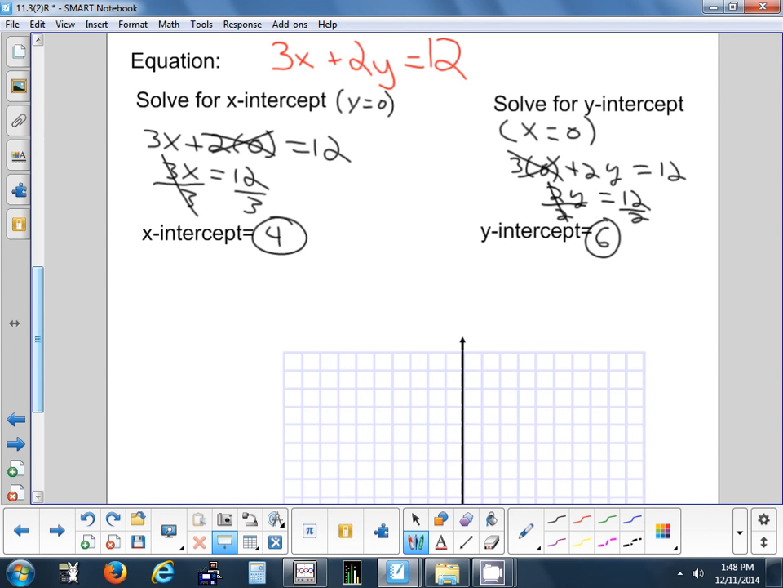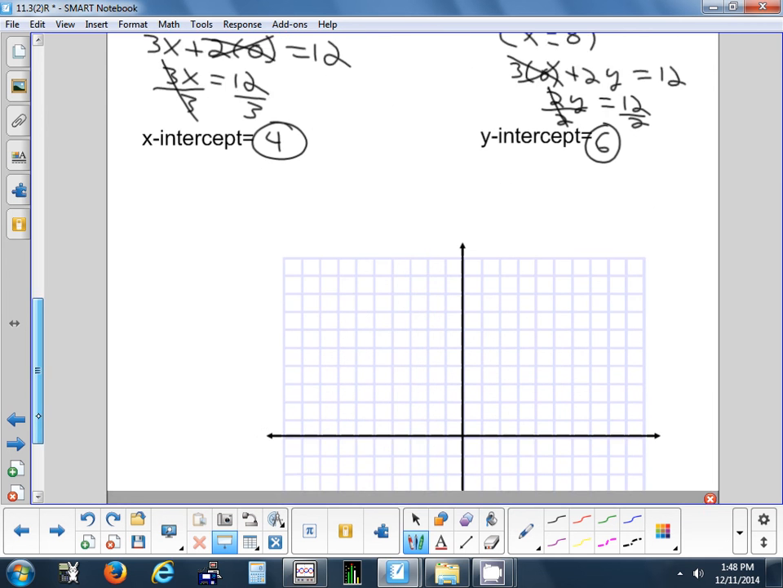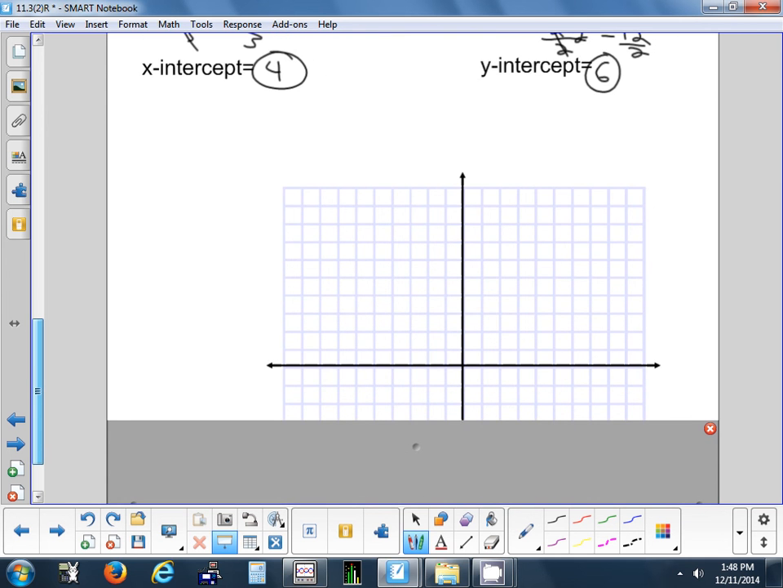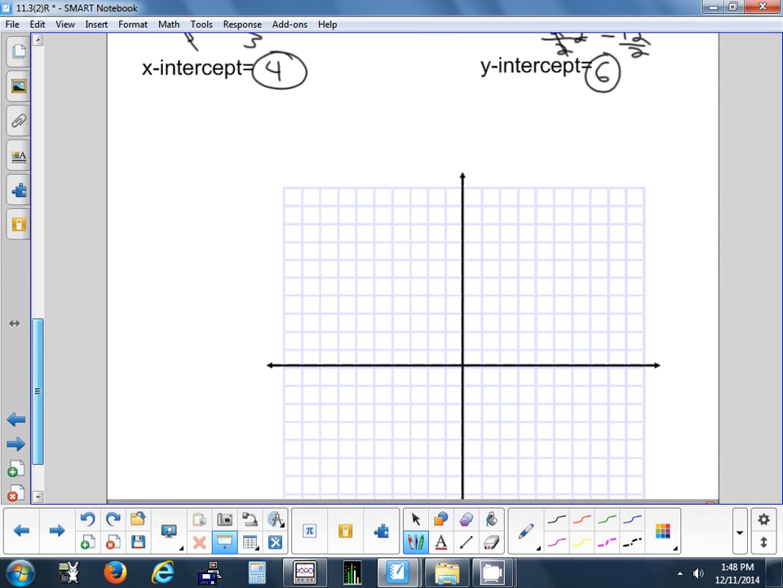Y equals 6. Okay. Now, who can tell me how to graph these intercepts? Eli, can you tell Mr. Hager where to graph one? We're going to do both, one at a time. Okay, he's going to do the y-intercept. Where do I go? Up 6. And then what? Make a dot. Good.